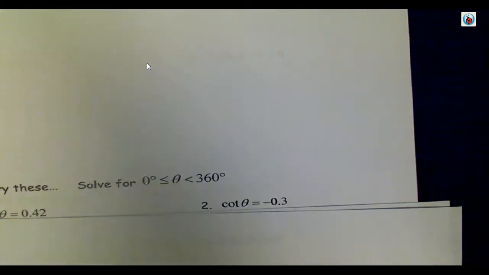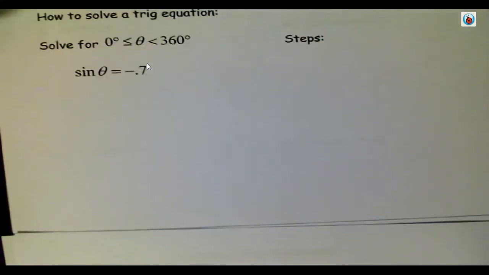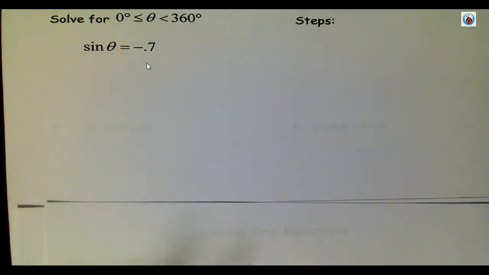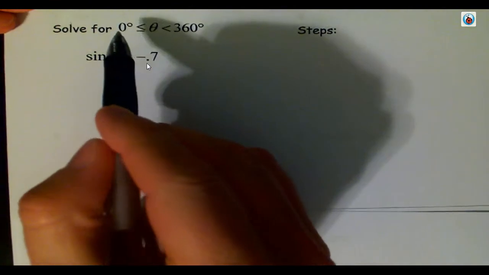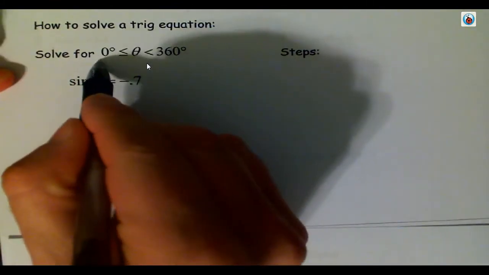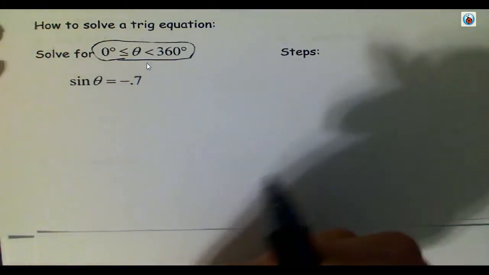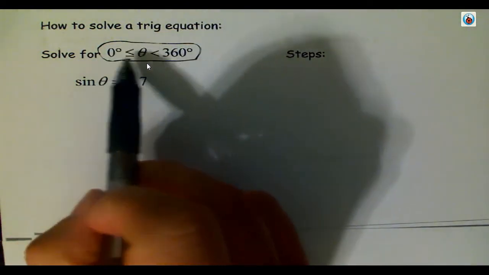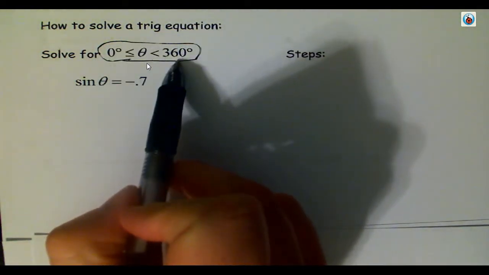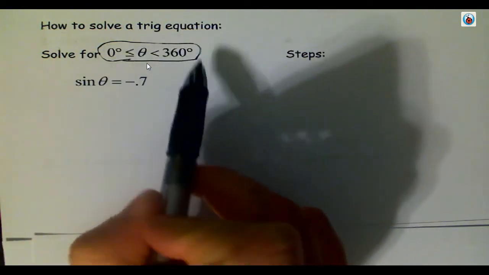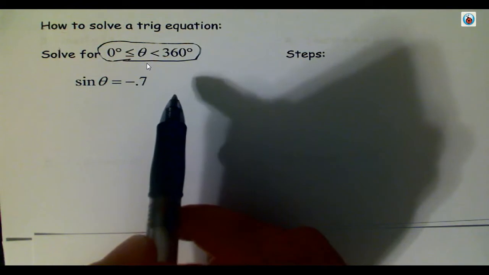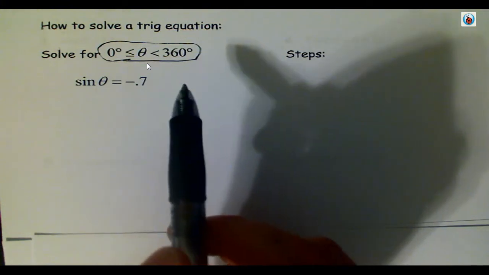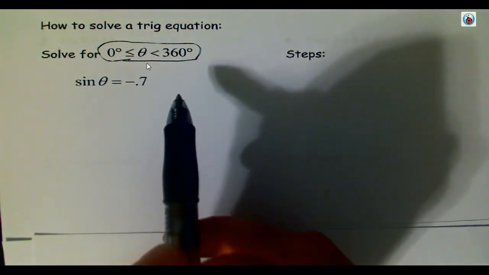Alright, let's work one and see what all is going on. First off, I need you guys to pay attention to this statement. This statement means we are working in degrees, and I'm going from 0 to 360. That means all positive degrees on one cycle of the unit circle. That also means that you need to get your calculator, hit the mode key, and switch it to degrees real fast.